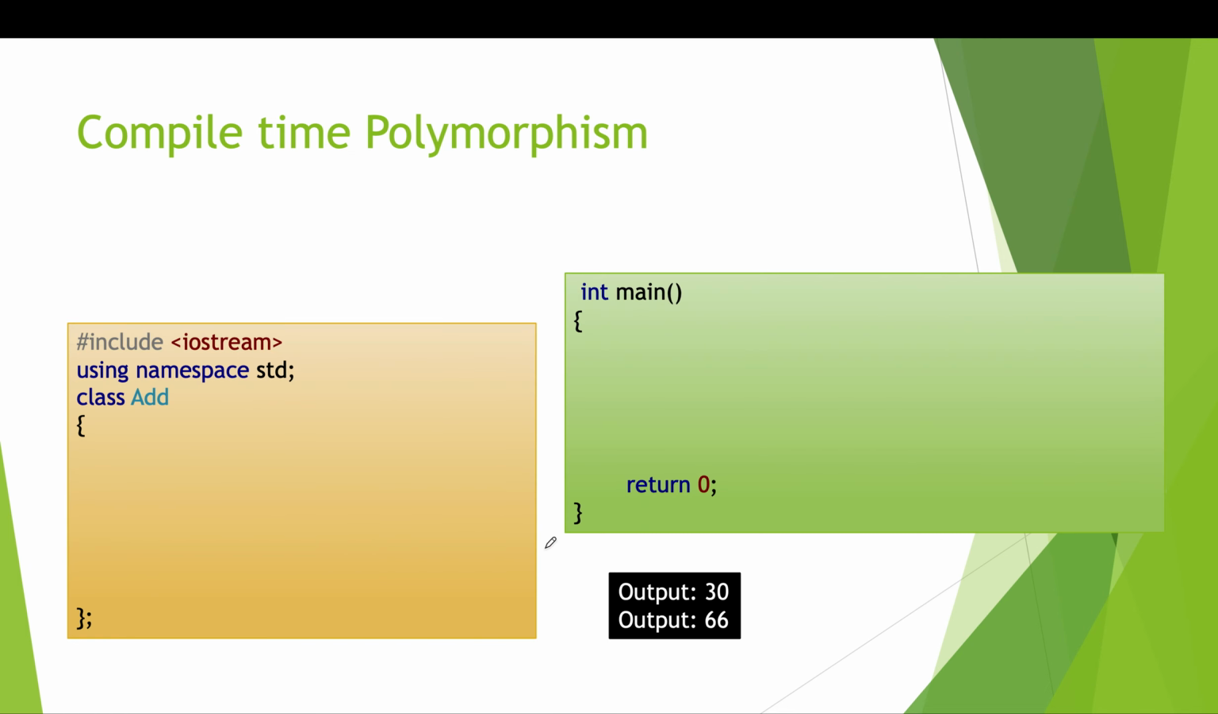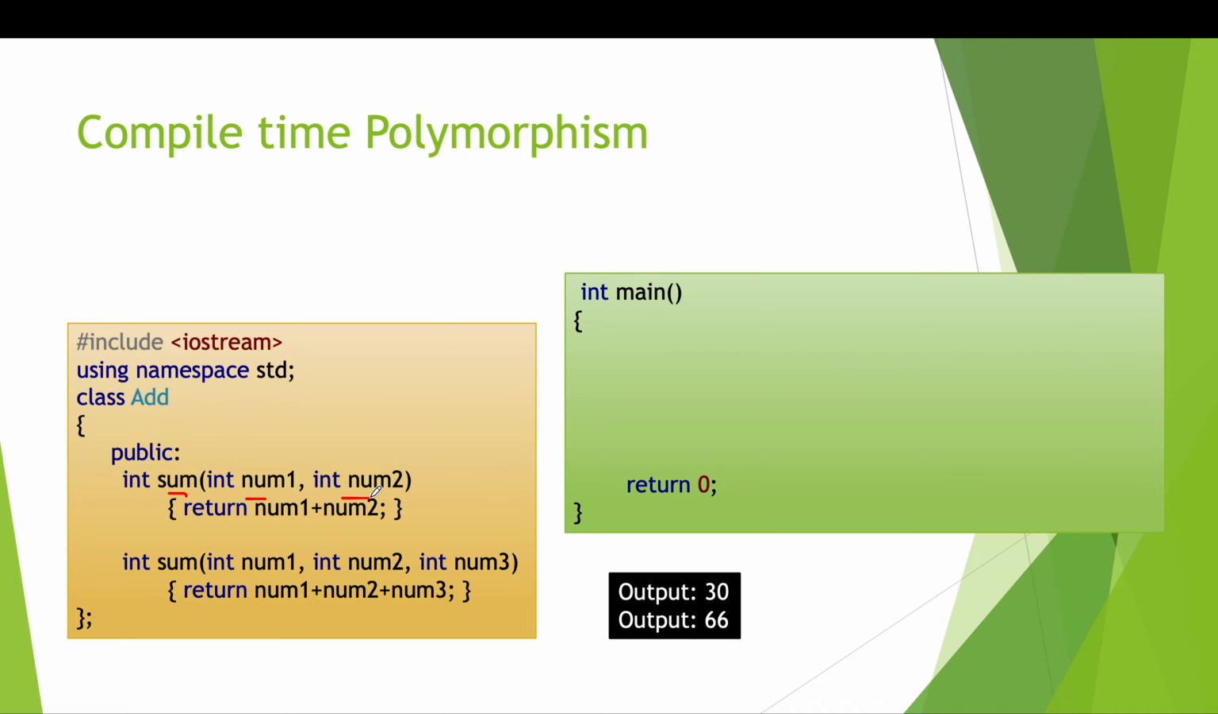Okay, now we'll see more examples. So this is our class add. Inside the class add, we have one sum function which is expecting two integer inputs. We have a second sum function which is accepting three integer inputs. So we are overloading in terms of the number of variables.